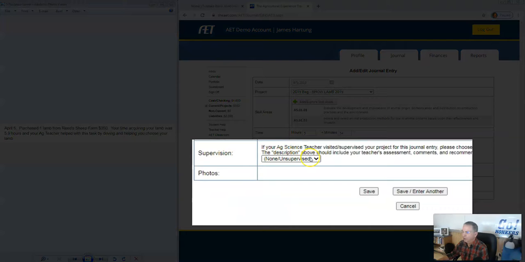Come down to supervision, because it does say here that our ag teacher helped us by driving us to this location and helping us pick out a nice lamb. We are not going to have this to be an unsupervised activity, but we'll just go ahead and pick somebody's name, and we will have Roger Hannegriff be our supervising teacher.